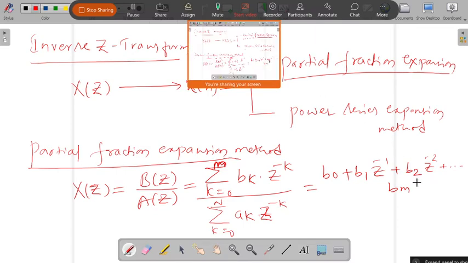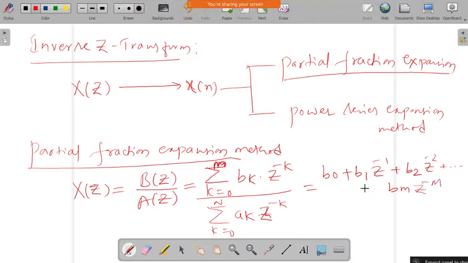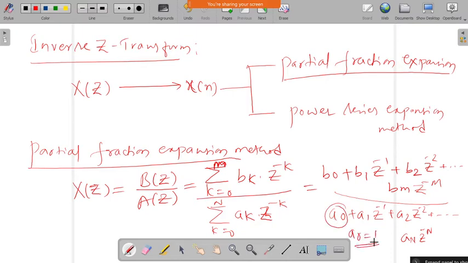So bm into z power minus m. Similarly, in the denominator, we have a naught plus a1 into z power minus 1 plus a2 into z power minus 2, going on till the value of n, that is an into z power minus n. Here we are considering a naught equal to 1 in the denominator.